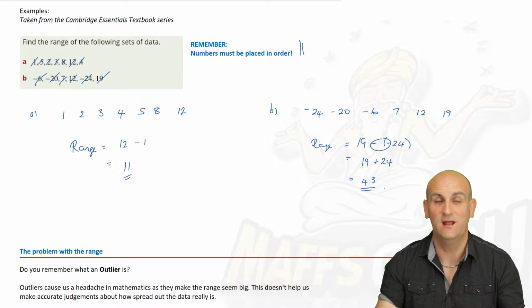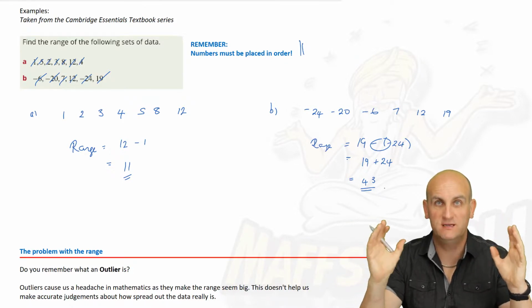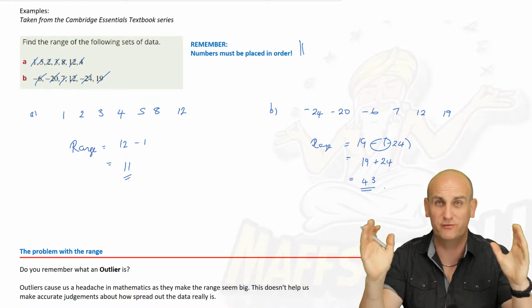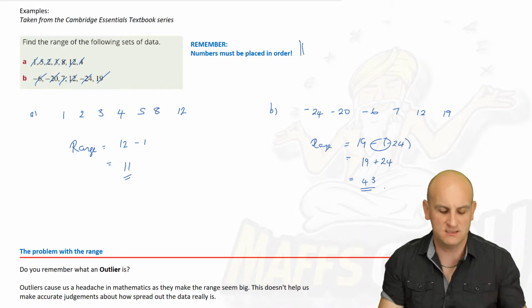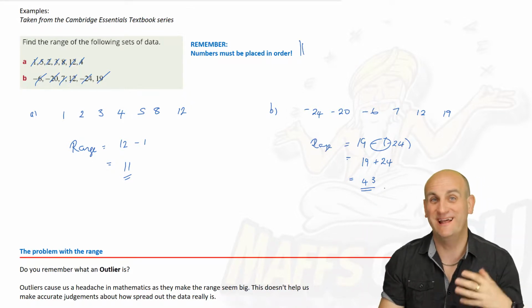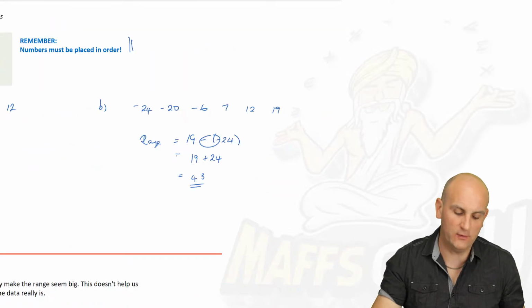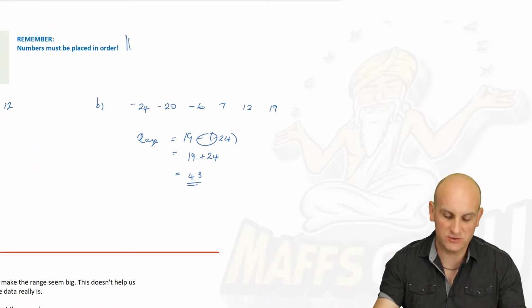Now, what do we notice there? Much, much bigger range of numbers. Huge range. There are 43 numbers between the first number and the last number, whereas in part A, we only had 11. Now, if you're not sure how that minus thing works, let's think of actual temperature.